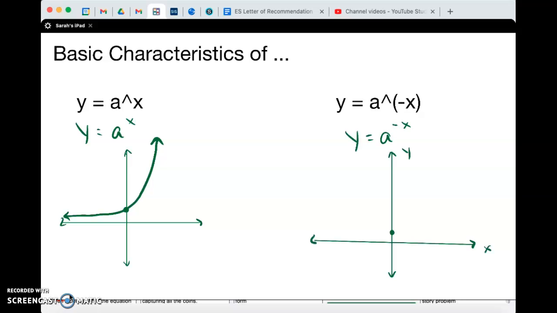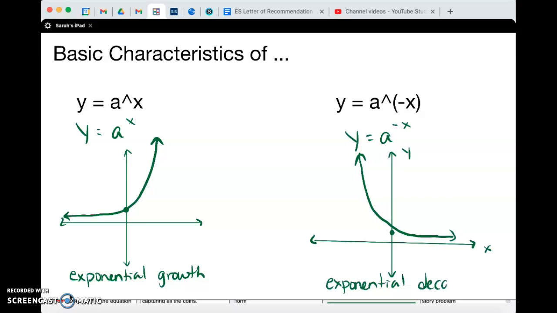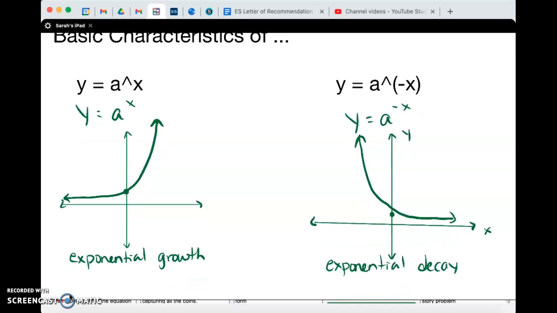Okay. When it's negative x, I still have the first point at 0, 1 for my y-intercept. Instead, we're going to be decreasing. So if it's a positive exponent, this is technically called exponential growth. And we've heard that word before. And the other one is exponential decay. So we're decreasing. Okay. So the basic characteristics for these two: the y-intercept is always 1.